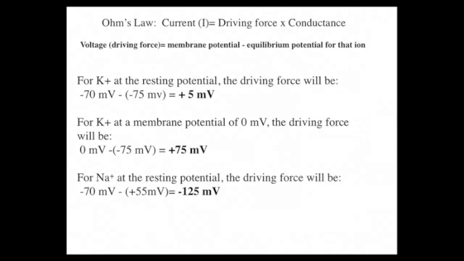The only thing the sign means is the direction of the flow of the ion. If it's negative, the flow will be into the cell. If it's positive, the flow will be out of the cell. It's that simple. It's not more difficult than that.